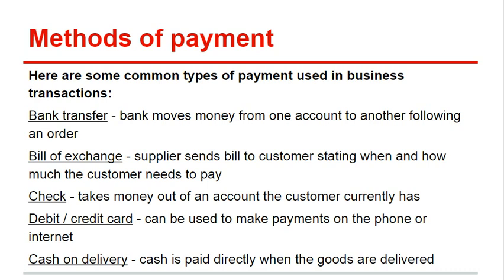Check. Takes money out of an account the customer currently has. Debit or credit card. Can be used to make payments on the phone or internet. Cash on delivery. Cash is paid directly when the goods are delivered.